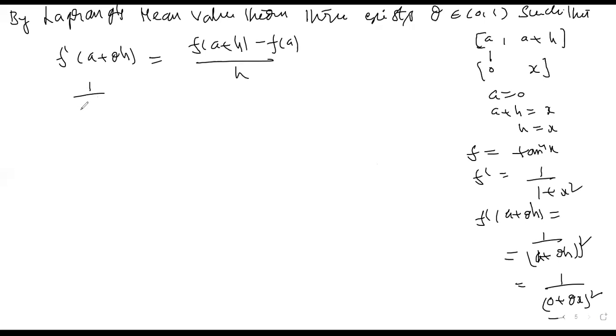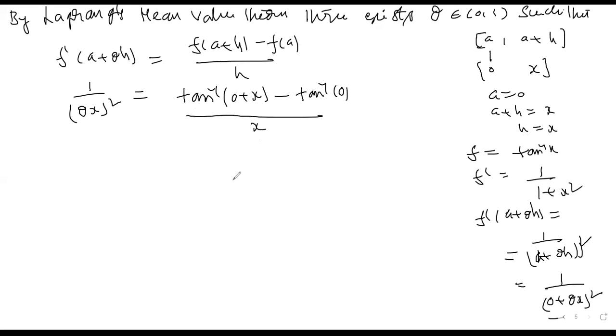1 by theta x whole square. That equals to f. F means tan inverse of a means 0 plus h means x minus a means tan inverse of 0 by 1 plus theta x whole square. Here there is a 1 plus, am I right? Yes, sir. Very good. Thank you.